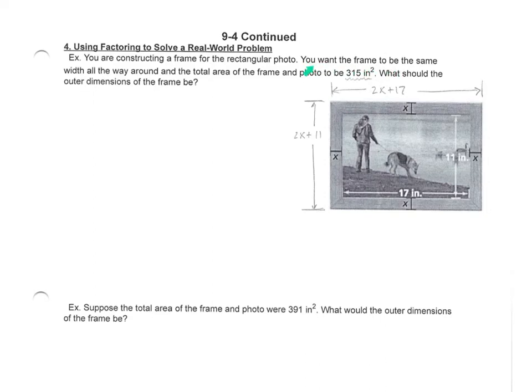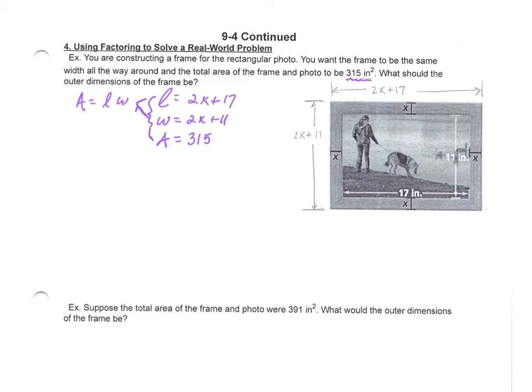And it says you want the frame width to be the same all the way around, x, and then the total area of the frame and photo is going to be this. So it looks like the total area is going to be length times width. So area is length times width, and my length is equal to 2x plus 17. My width is going to be equal to 2x plus 11, and my area, they said, is going to be equal to 315.